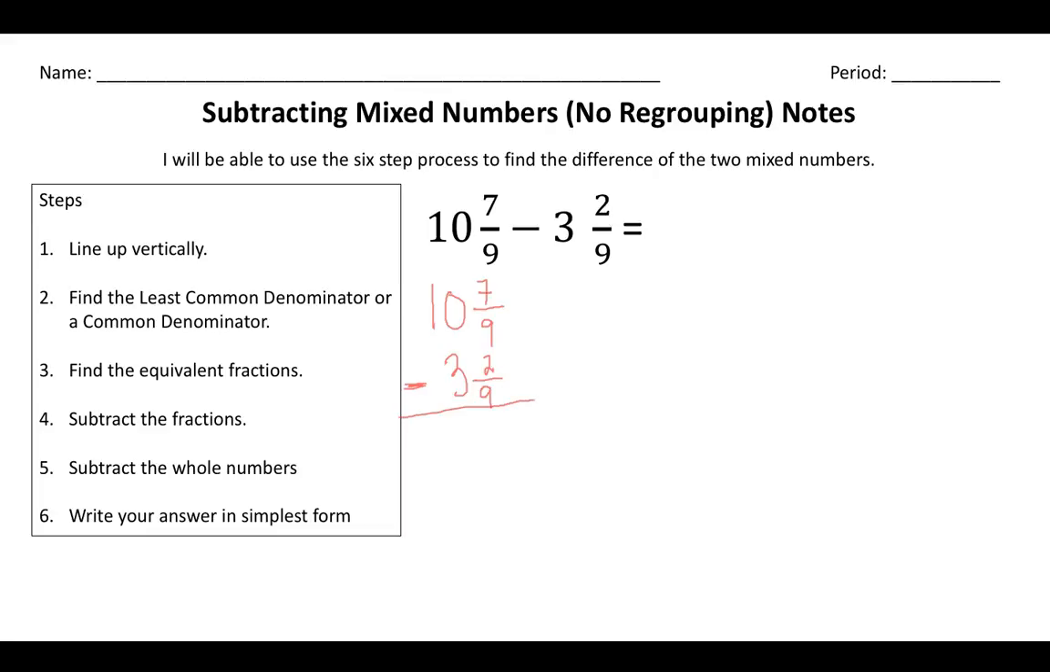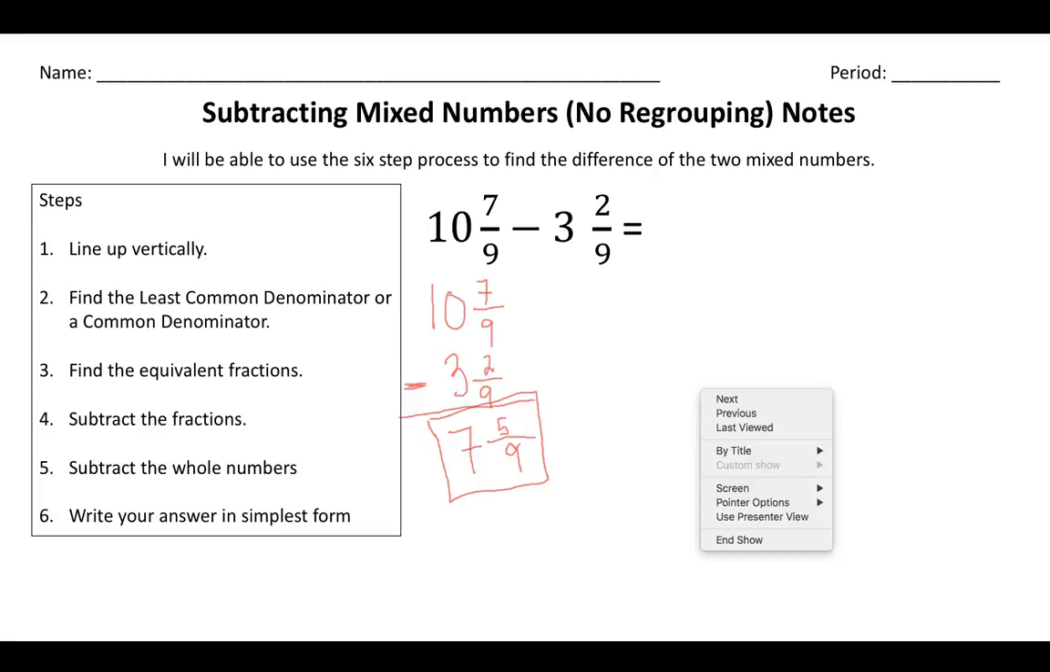If you need to, find the least common denominator. In this case, we have the same denominator. They're both 9. So we can go ahead and subtract. 7 minus 2 is 5/9, and 10 minus 3 is 7. We've now subtracted our whole numbers, and we're on step 6, where we write our answers in simplest form, and this is in simplest form, so we can box our answer. All right, moving on to the next slide.